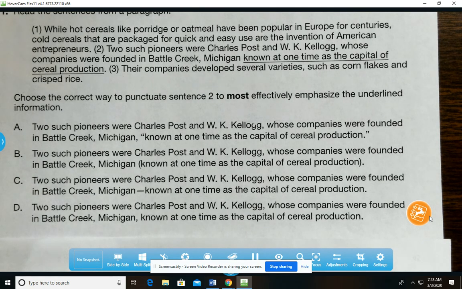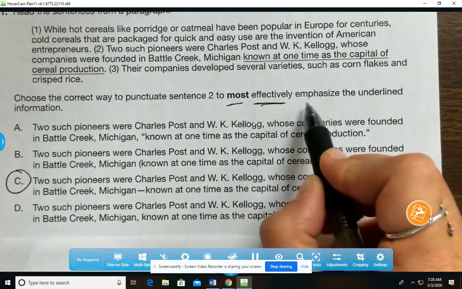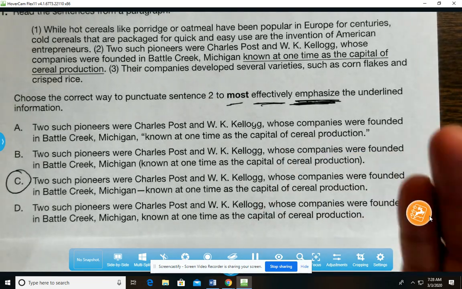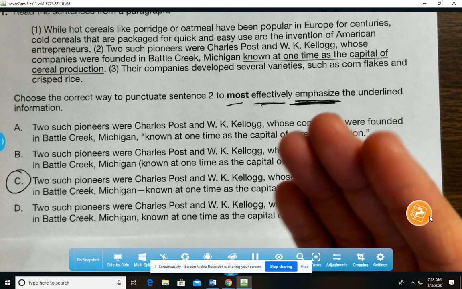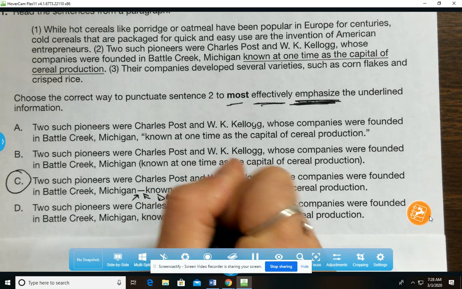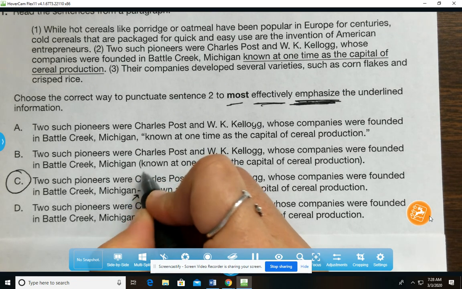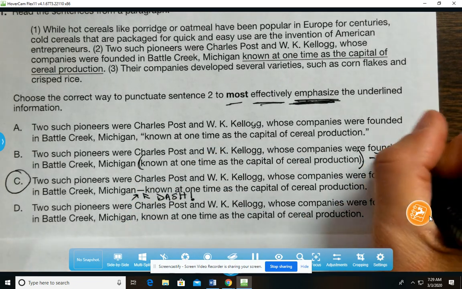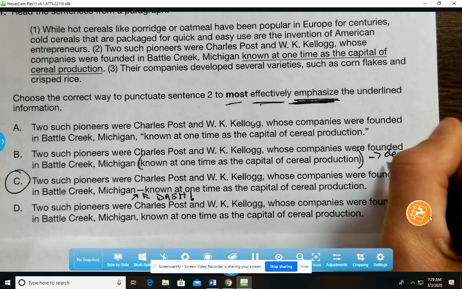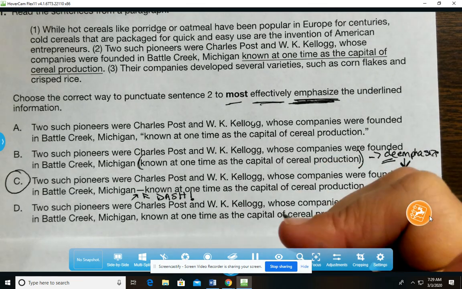In this case, the correct answer is C. Here's why. Most effectively emphasize. We talk over and over again. Emphasize. The best punctuation mark to emphasize extra information is always the dash. That emphasizes. Notice how this choice uses the parentheses. We've talked multiple times that the parentheses de-emphasize information, which means it lowers, it doesn't emphasize, it actually does the opposite.